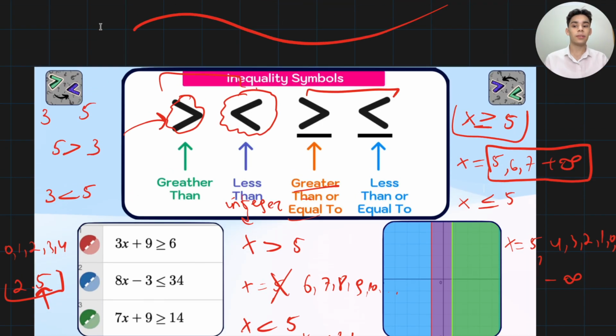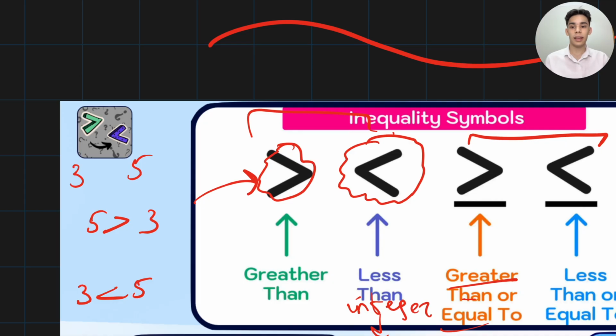It is as if saying, let's say we have two things. X is greater than 5, or x is greater than or equal to 5. Now the minimum value of x, in this case, let's assume it's an integer, it will be 6.